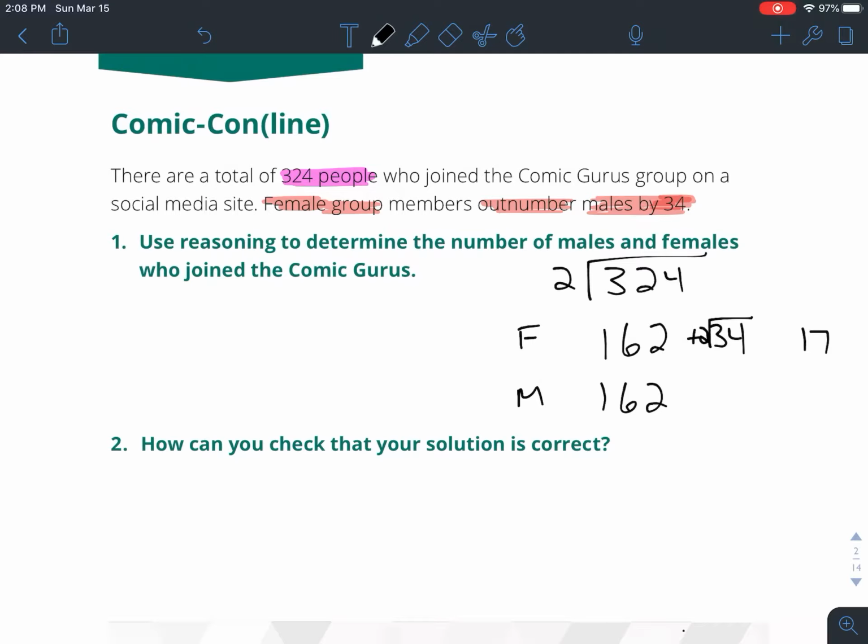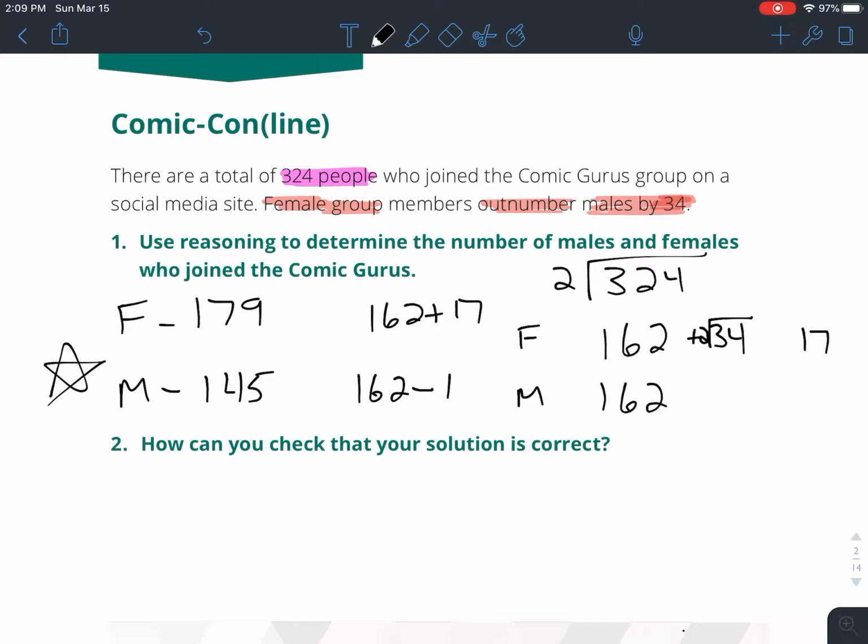Now we have to add 17 to the females, so the females will end up going to 179 after you add 17 to 162, and the males, you end up subtracting because there's fewer. 17, as we said, is half of 34, so that leaves the males with 145 members. There's your answer. Make sure you show your work, what's written over here. So even adding in 162 plus 17 and 162 minus 17. This is showing your work.